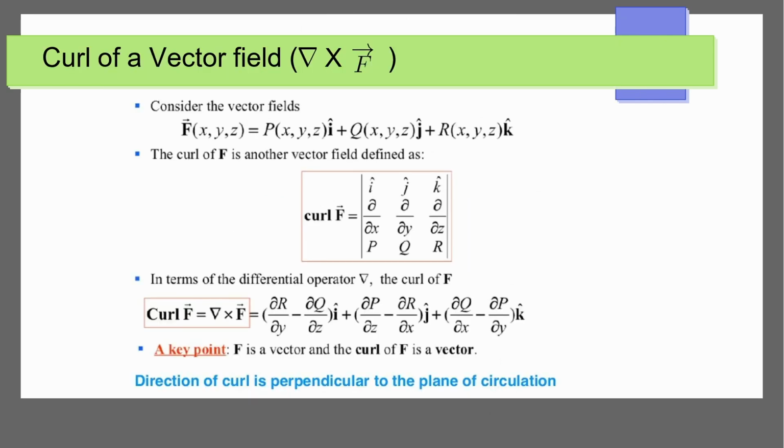Next, we can move on to the curl of a vector. The curl basically measures the rotation or twisting of a vector field. So, for example, for a vector f, the curl of f is the cross product between the del operator and f. And here is the mathematical representation of the cross product. A key point to be noted is that the curl of a vector is also a vector, and that the direction of a curl is always perpendicular to the plane of the circulation. We'll be seeing this in the next slide.